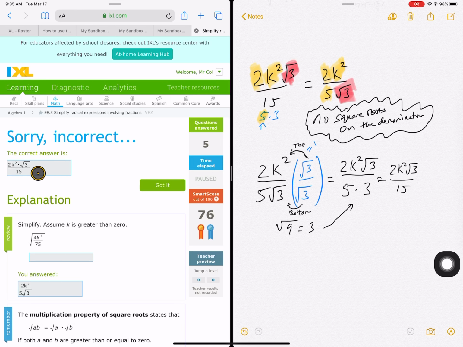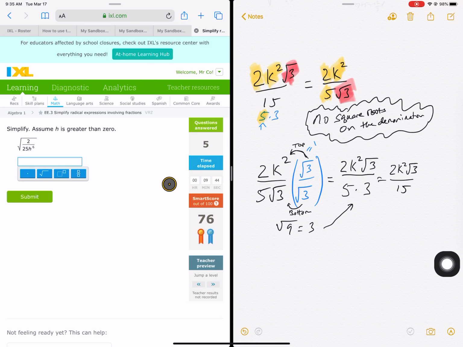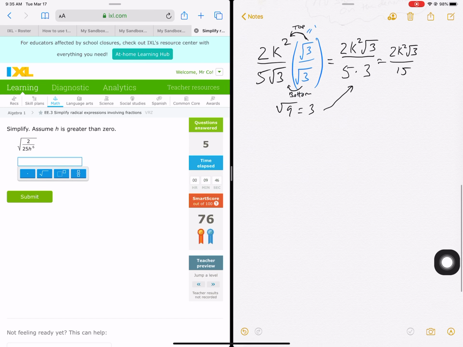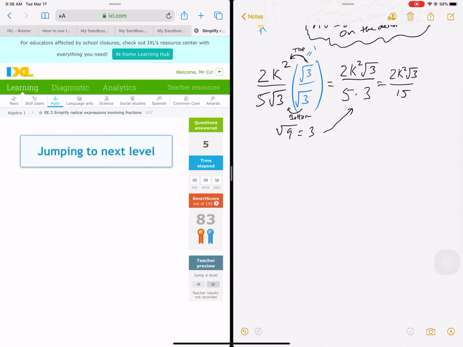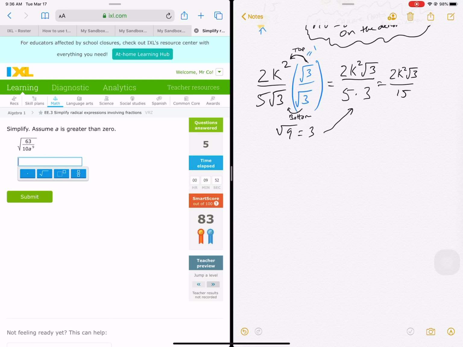We'll do it one more time with one more problem. So we got it. Okay. Now, let's see. So not this one. Okay. Here we go. The square root of 63 over 10a to the 9th.